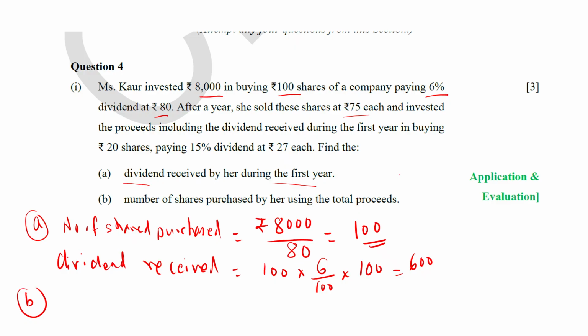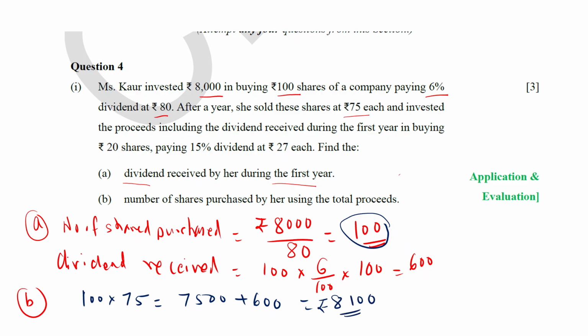How many shares purchased? 100 shares at 75 rupees, how much she will earn? 7500, including dividend, this is 8100. This total amount, rupees 8100, is invested in purchasing new shares. So this 20 rupees share is purchased at a premium, that is 27 rupees.